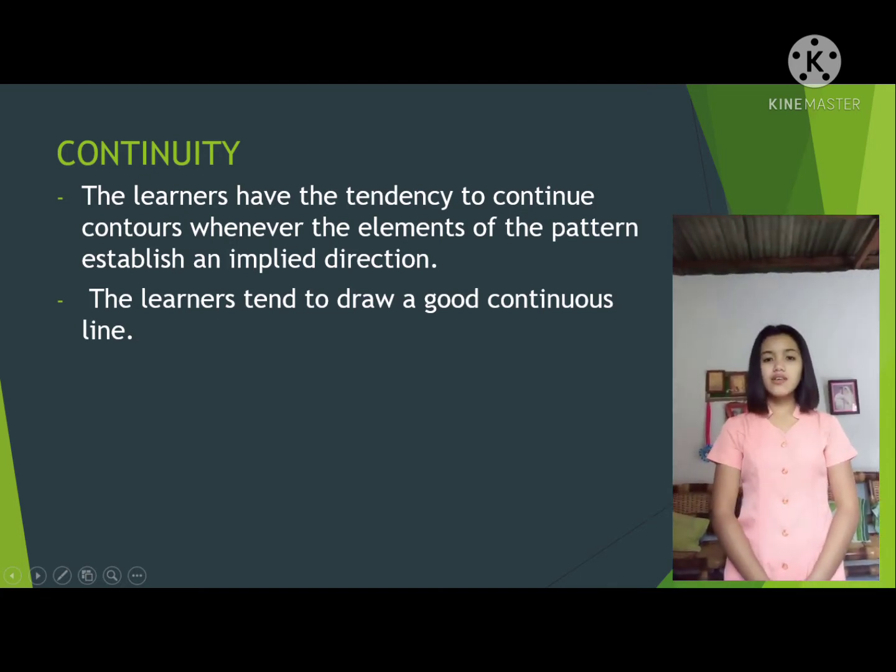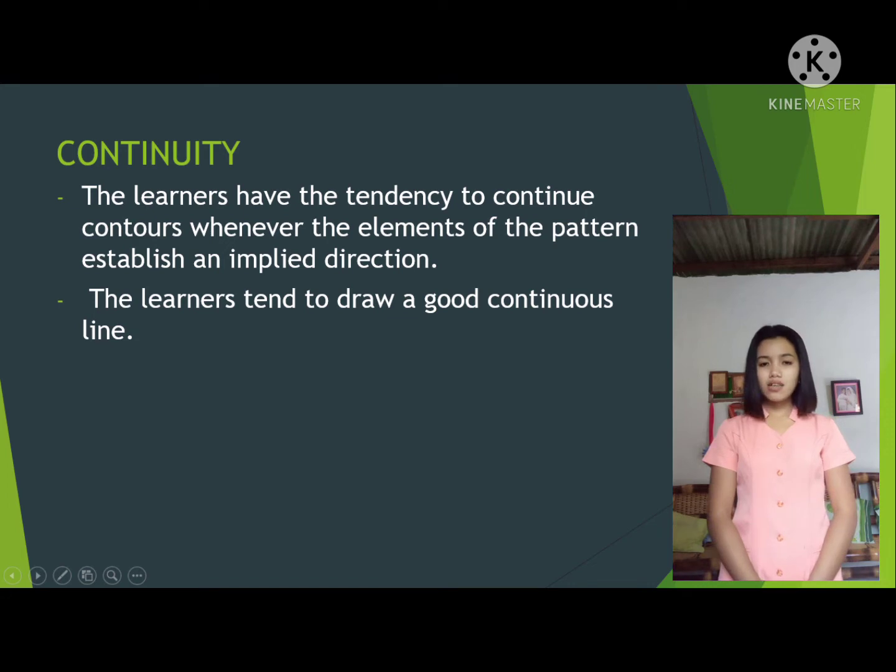The second law of perception of Gestalt learning theory is continuity. Continuity means the learners have the tendency to continue contours whenever the elements of the pattern establish an implied direction. And also, the learners tend to draw a good continuous line. Example, the learner will revisit points from the last lesson at the beginning of the next. And also, the learners see links between what they have previously learned and what they already know. And also, they are able to use previous knowledge to build upon their understanding.